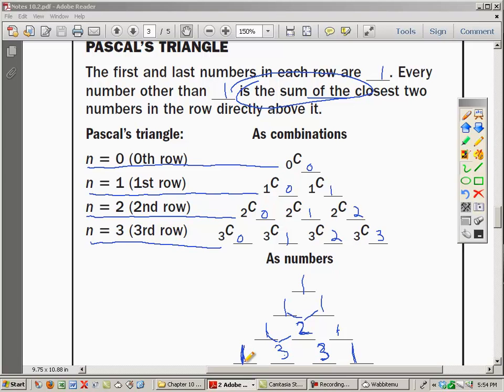So you might imagine that the 4th row, we'd bring another 1 down here. And then this would be 1 plus 3, which is 4. 3 plus 3, which is 6. 3 plus 1, which is 4. And then a 1 on the end. These represent 4 choose 0. 4 choose 1. 4 choose 2. 4 choose 3. And 4 choose 4.